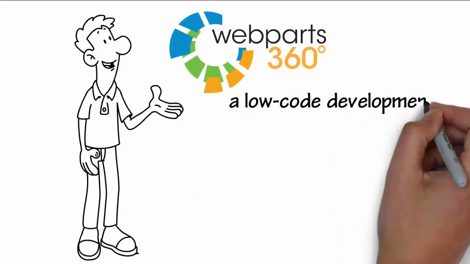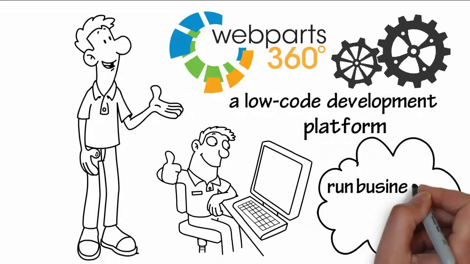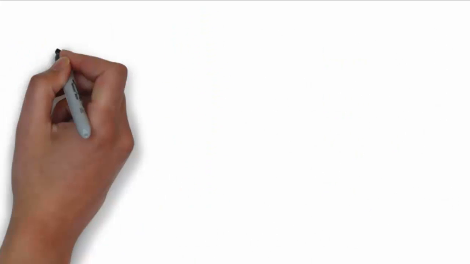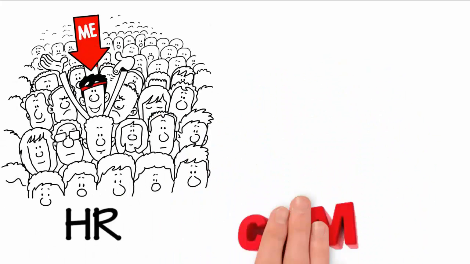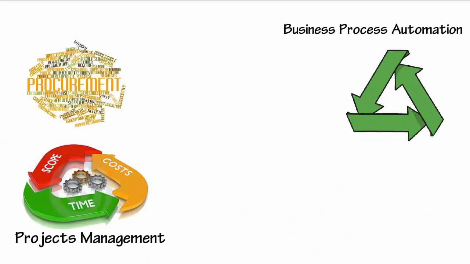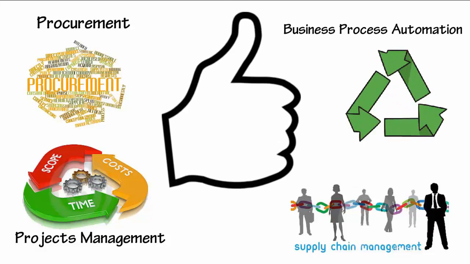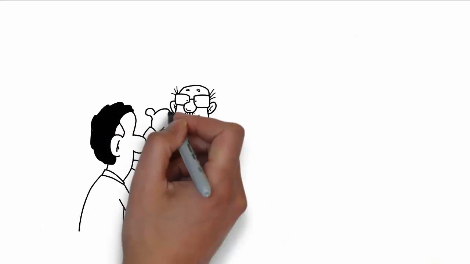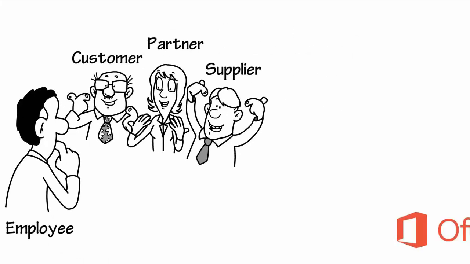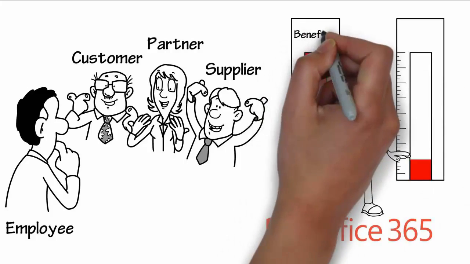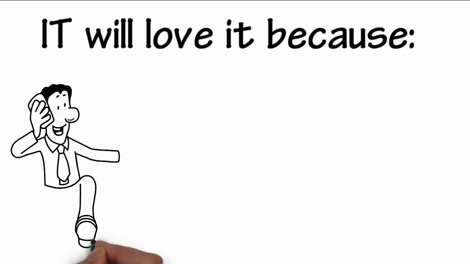It's a low-code development platform that makes it easier to build and run businesses' solutions on Office 365. It provides you with flexible and configurable software components that help to build solutions such as HR, CRM, help desk, project management, business process automation, procurement, supply chain management, and so much more. Delivering a single view of work that connects your employees to customers, partners, and suppliers on Office 365 to drive efficiency and business performance.